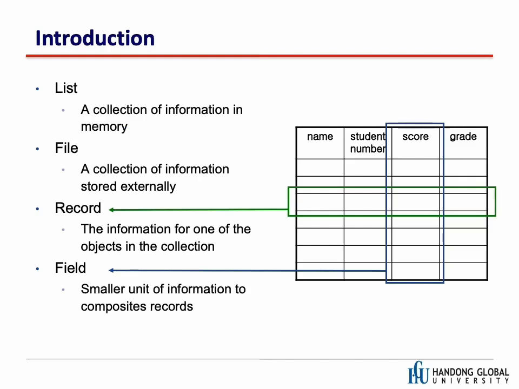First of all, let's talk about the list. We already talked about list in chapter 2, okay? So a list is a collection of information in memory, and a file is a collection of information stored externally, like in a hard disk. Let's assume that our data is given as a matrix in this way, and then a row corresponds to one record, and one column corresponds to one field, okay?